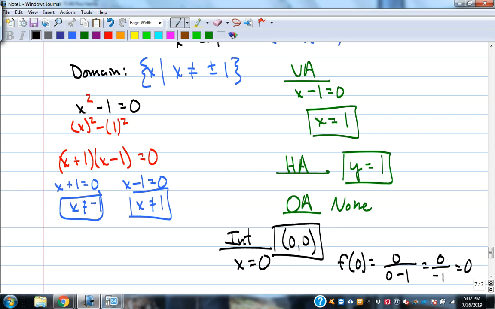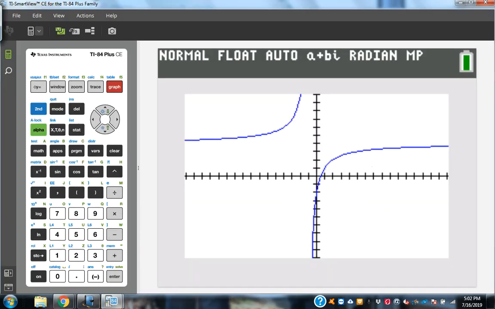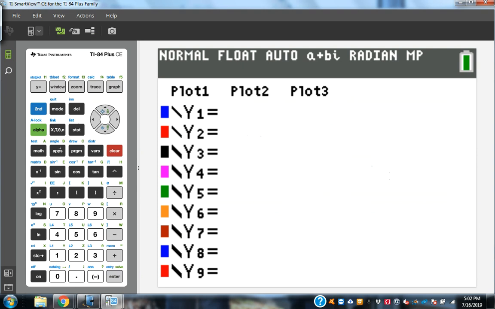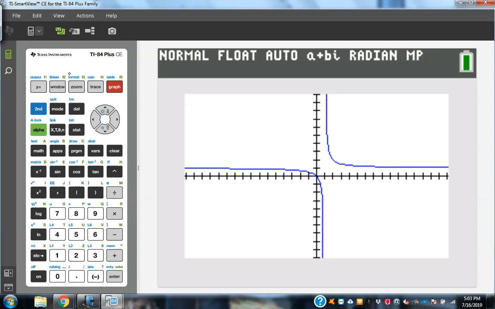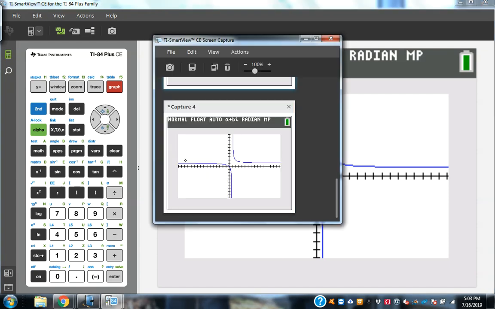And again, you could graph that. Clear x over parentheses x minus 1. Let's graph. Show that.